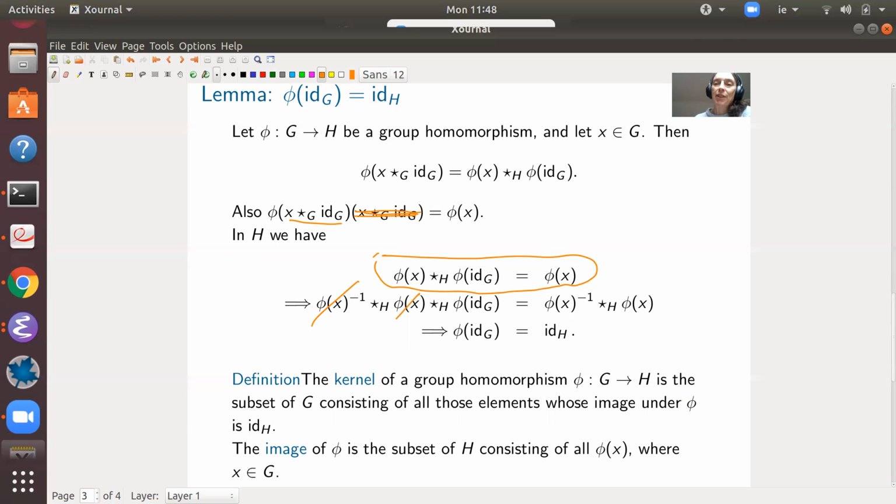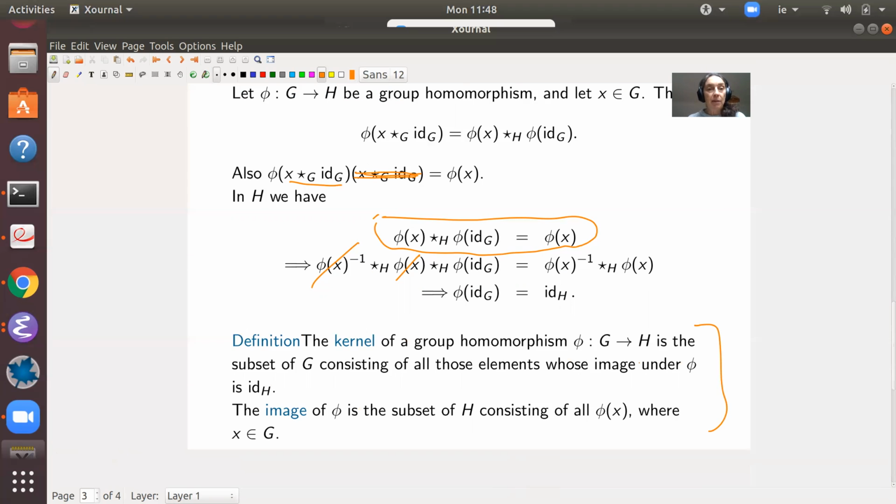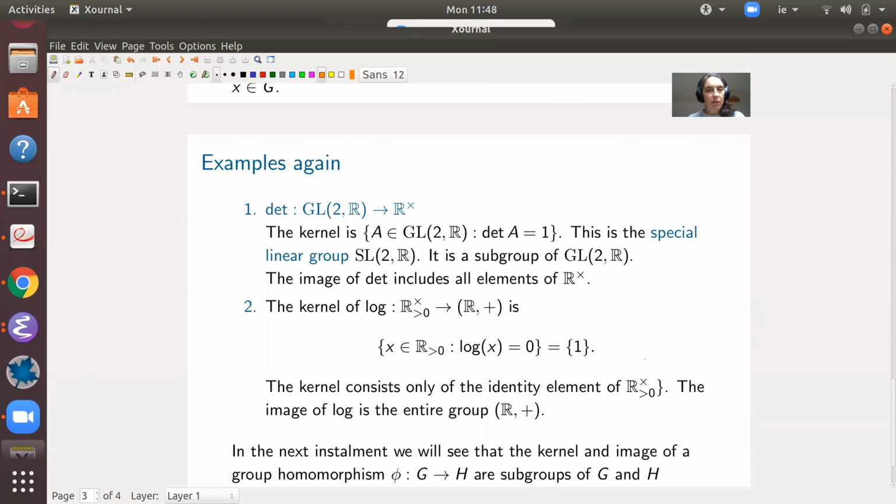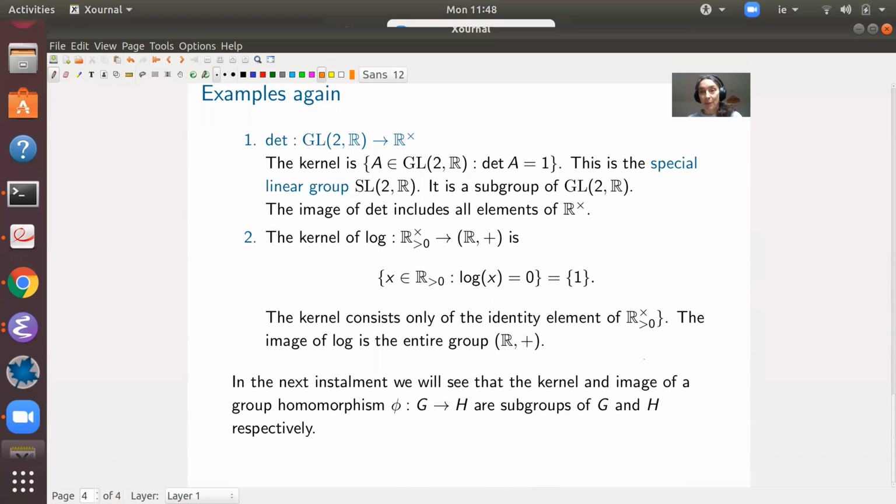Okay, so we're going to care about the kernel and the image and the properties that they have. We will see that both of them are not only subsets, but subgroups, respectively, of G and H. And we'll see something to do with their properties, which will lead us to the topic of next week's content. The final thing here is just to, I guess, interpret these definitions for the examples that we've seen. So just to go back to the definitions and recall what the kernel and image mean for these particular examples.